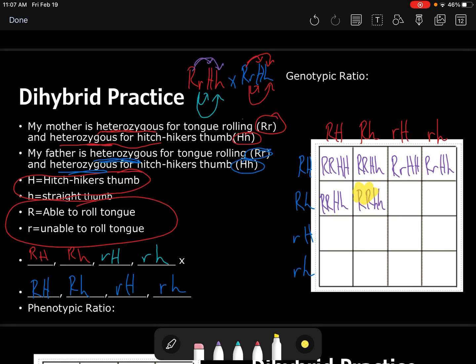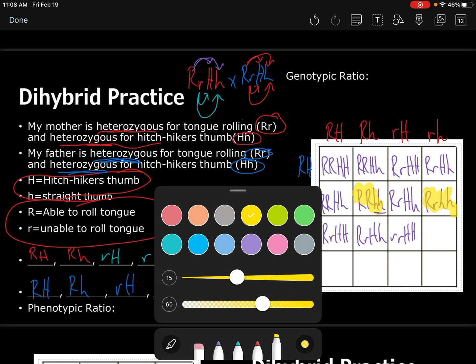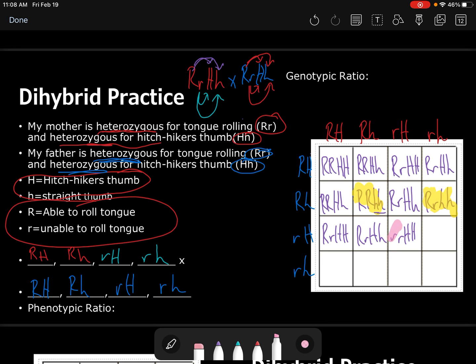Okay, so this is going to be one that I want to highlight really quick, because this is the first one where we don't have a dominant allele at both parts. Okay, and then we're going to go big R, big H, little h, big R, little h, little h. Again, this is another one that doesn't have a dominant allele at the H position. We have big R, big H, big H. We have big R, big H, little h, little r, big H, big H. This is going to be the first time that we have a little r for both of the alleles at the rolling tongue trait.